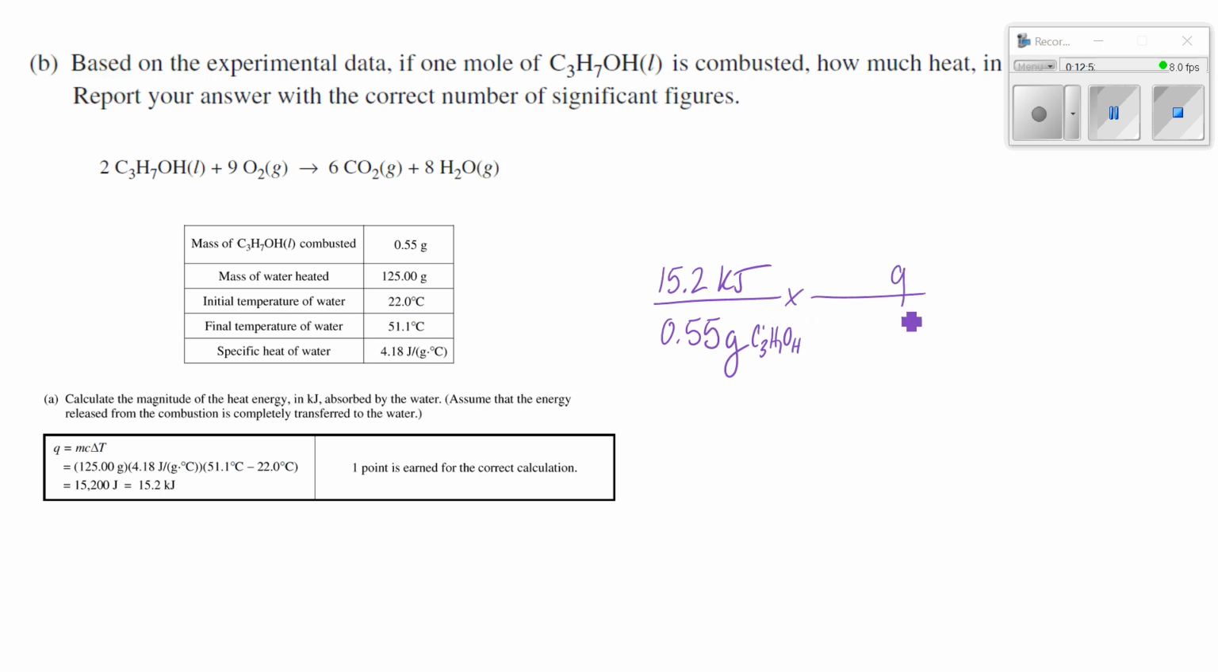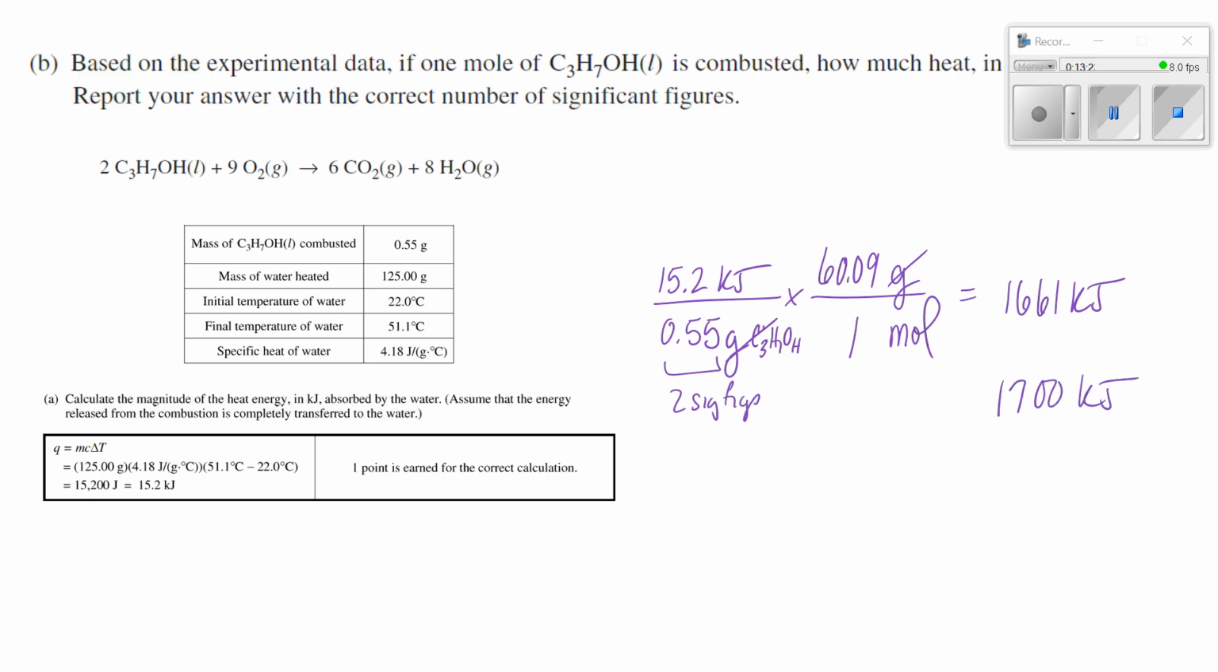So we could convert grams to moles, and you can say that 1 mole of this is 60.09 grams, and then you end up with 1661 kilojoules per every mole that reacts. And if we want to round it to 2 sig figs, then what we do is we'd write 1700 kilojoules to 2 sig figs. So you're using your previous answer.